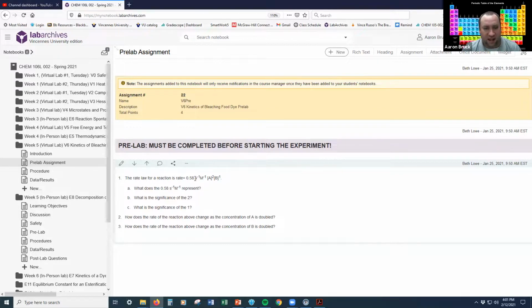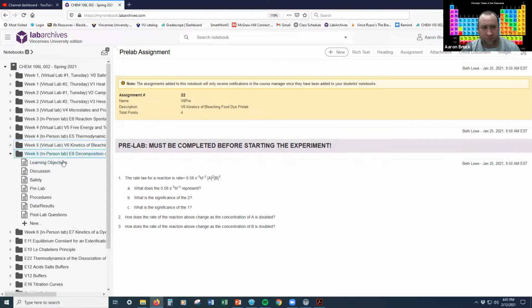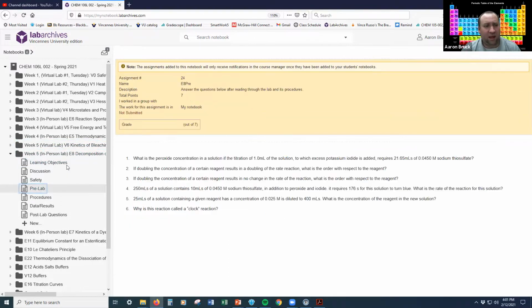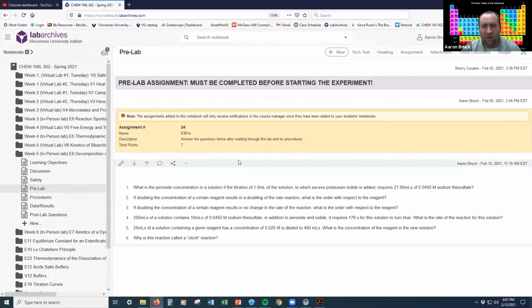You should recognize that 0.58, this is the rate constant, and that these are the orders of the reaction. And because these are the orders, you should be able to figure out what happens to the rate as A is doubled or B is doubled. So that one's pretty straightforward. For the pre-lab in the in-person lab, there is a combination of things going on here. So you do have to look at a couple of these things.